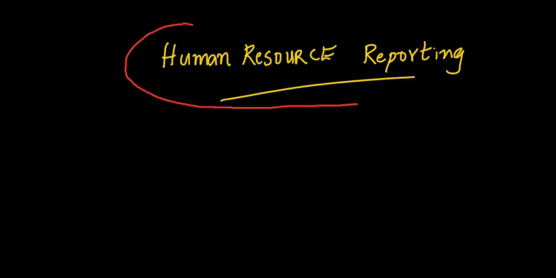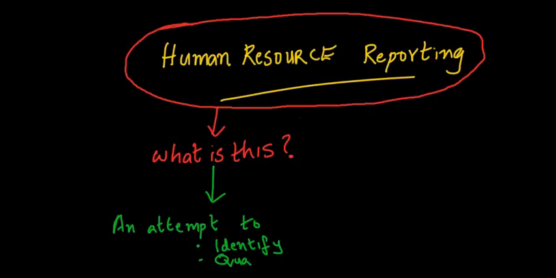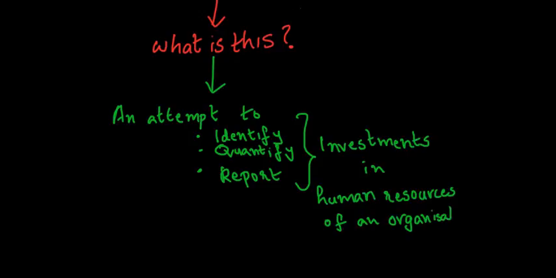Hi everyone. Now let us get into the fifth unit of the chapter, Developments in Financial Reporting, which is named as Human Resource Reporting. What is Human Resource Reporting? It is an attempt to identify, quantify, and report investments made in human resources, which are employees of an organization.